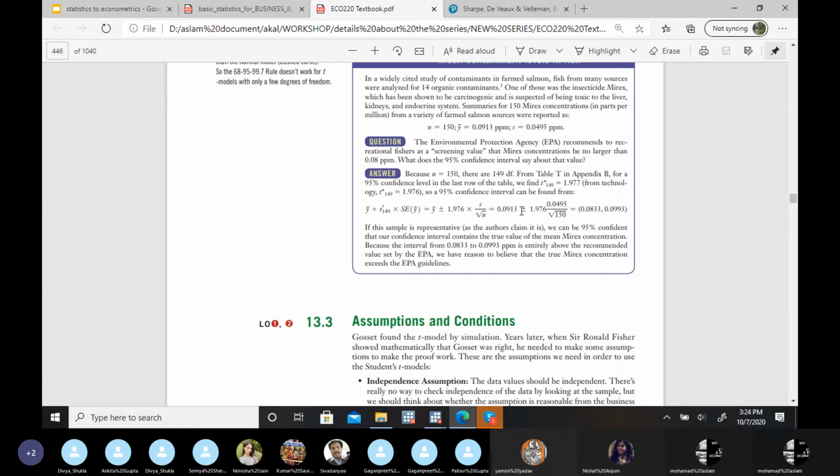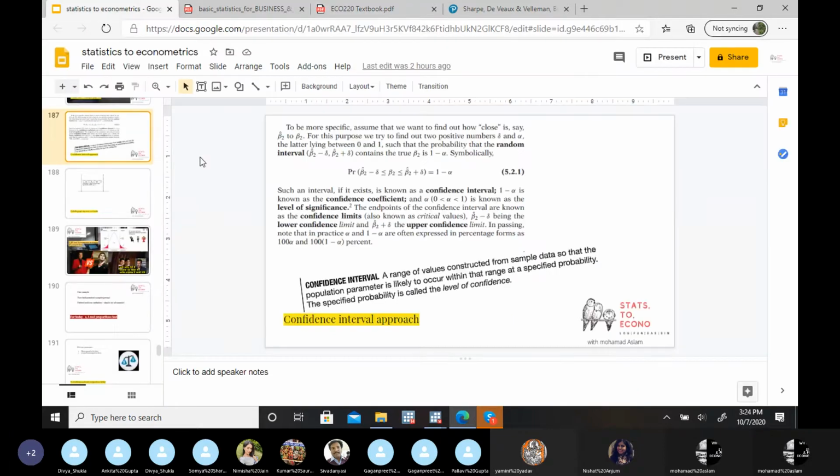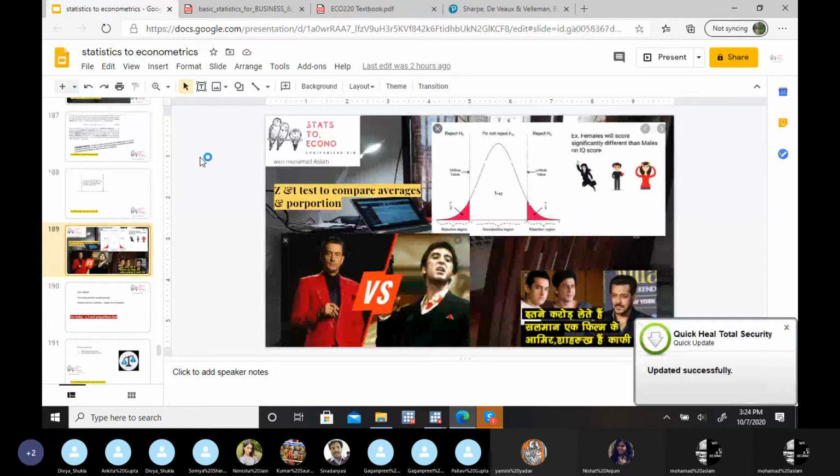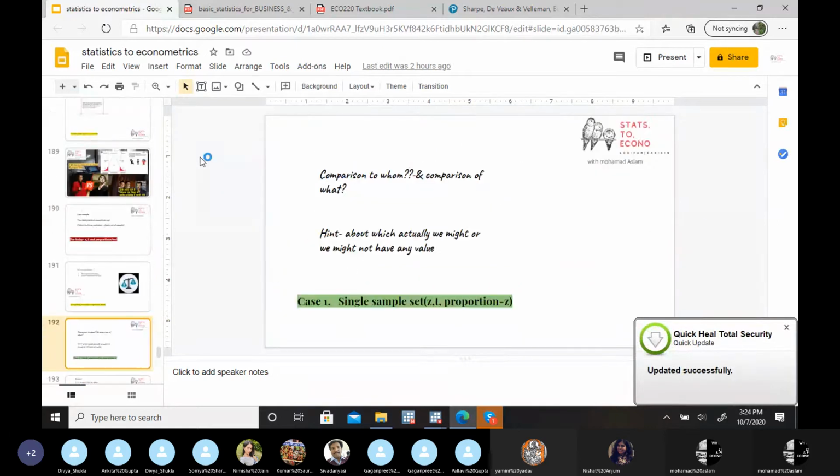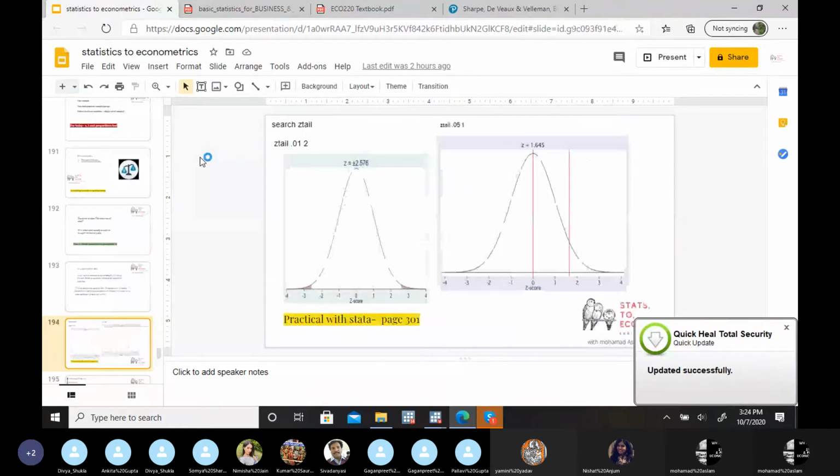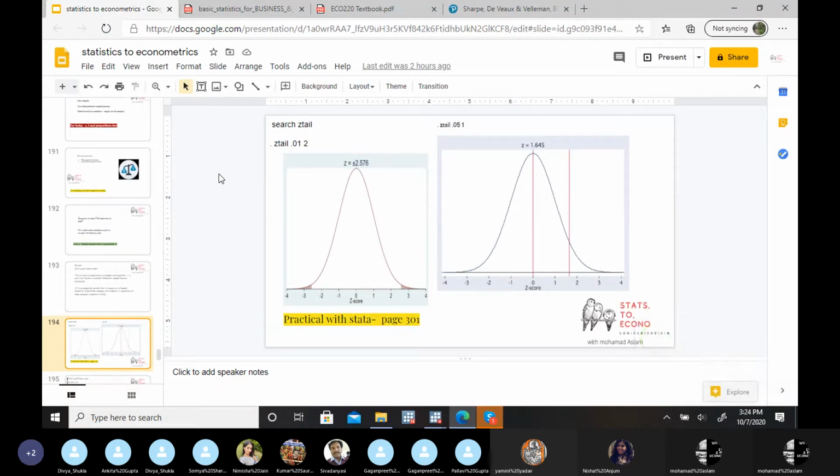That will give you the confidence interval approach. So this is how you have to calculate the confidence interval. Right now we are doing a one-sample test in the case of a z-test, and this is a case of quantitative data, so we are comparing means. This you have to keep in mind always.